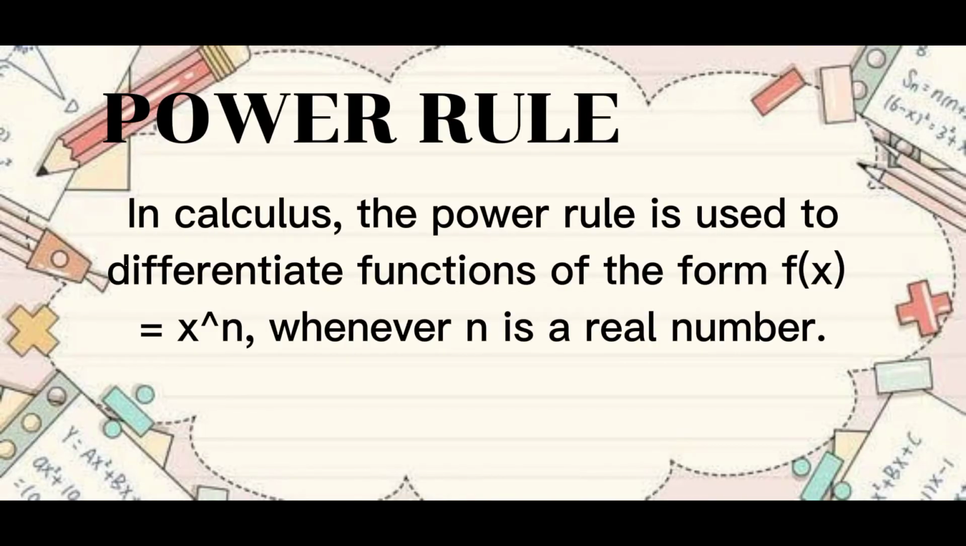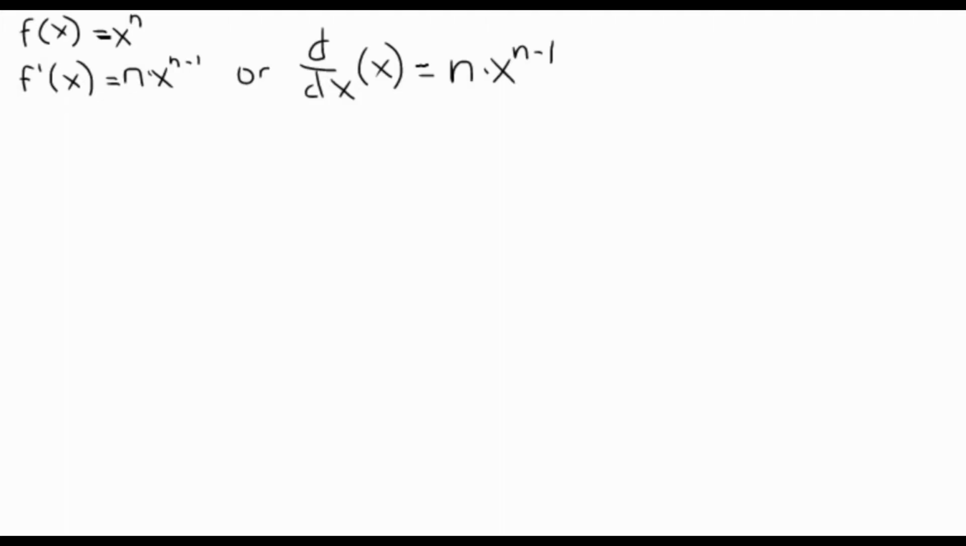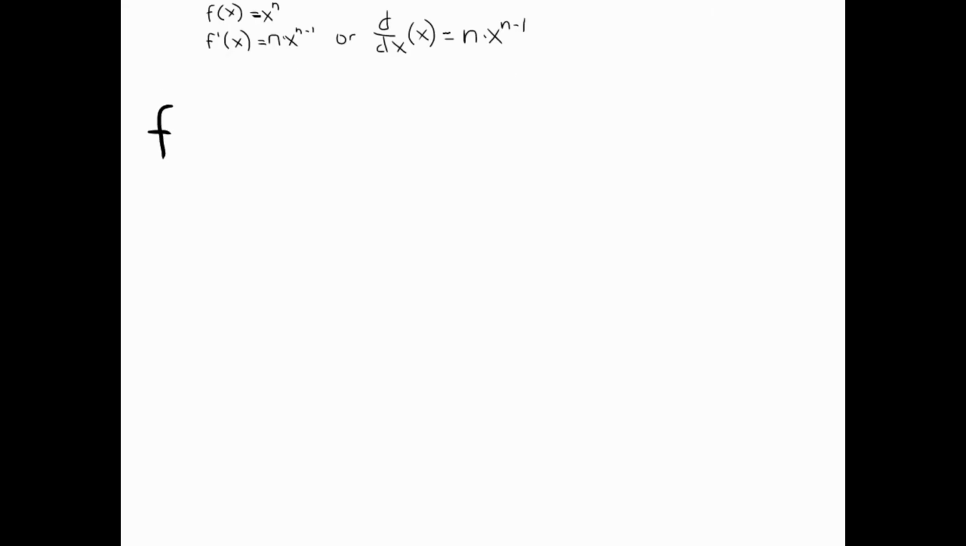Power rule. In calculus, the power rule is used to differentiate functions of the form f of x equals x raised to the power n, whenever n is a real number. Formula for power rule: f prime of x is equal to n times x raised to the power n minus 1. For example, we will find the derivative of this expression. f of x is equal to x squared.